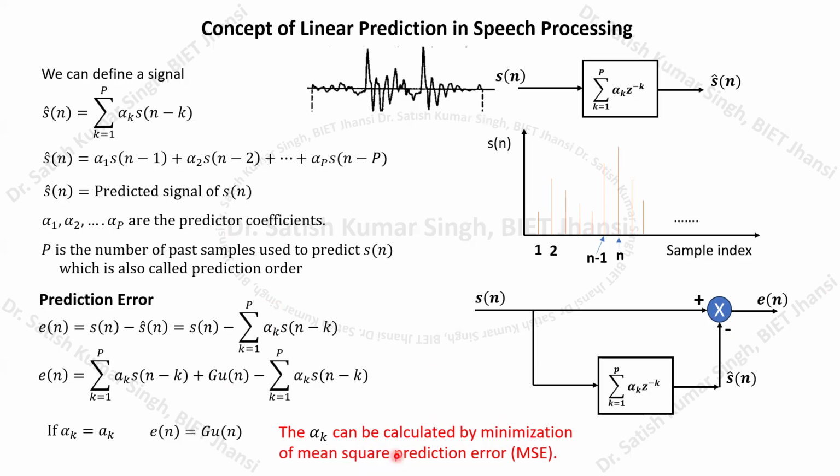I will just stop here in this lecture, and in my next lecture I will discuss how this mean square prediction error will be calculated, and how minimization of the mean square prediction error will give us the way to find out these alpha k values. That we are going to look at in my next lecture.